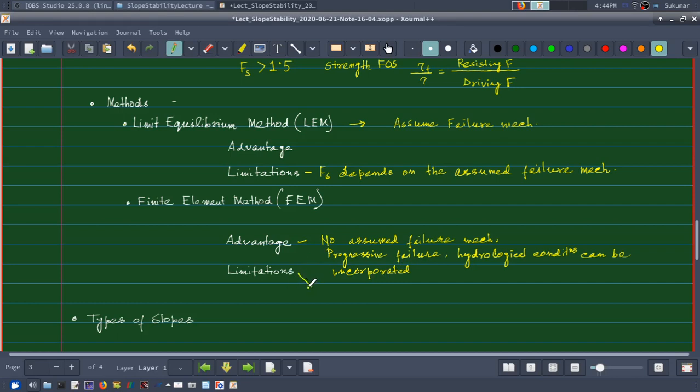But the limitation is that the whole success depends on the accuracy of your FE model, how good your modeling is and how good your constitutive relations are. So you need sophisticated soil constitutive relations, that means soil stress-strain relations, describing how the stress develops with strain over time in a nonlinear analysis. So you need good constitutive models.